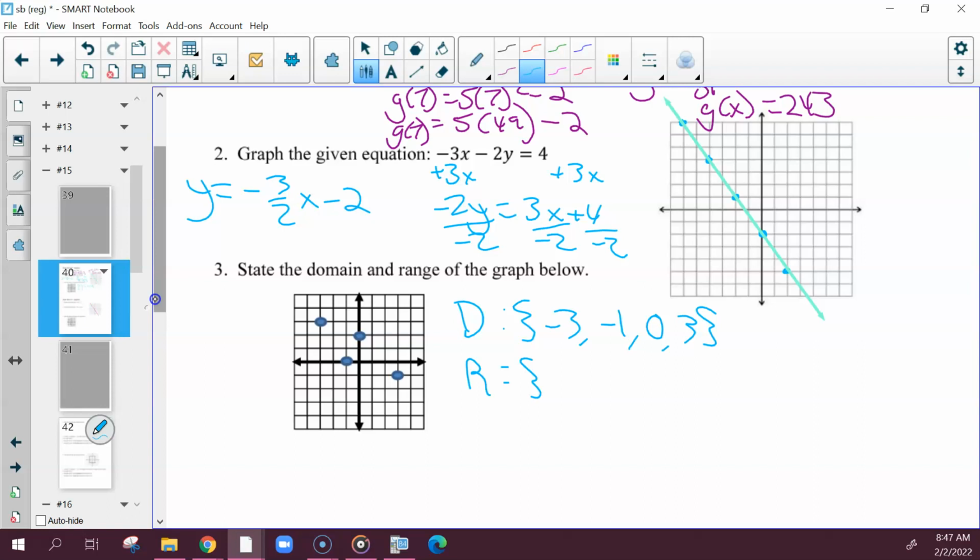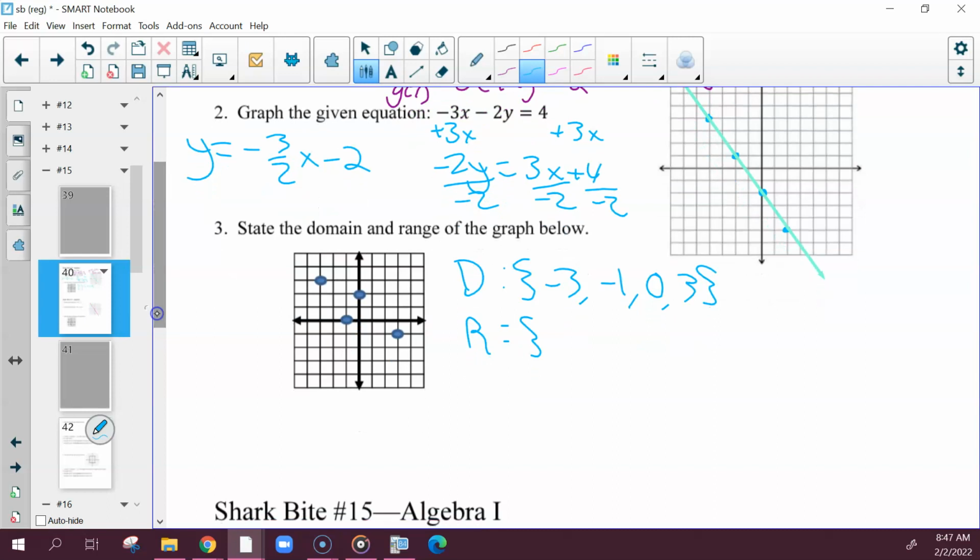For our range, what would that be? Lowest to highest. -1, 0, 2, and 3. So if you have random order pairs, you have to list them all. But if they're connected, then you can say from -3 to 3, but you have to use your notation, or from -1 to 3, but using your notation. Questions on that one?